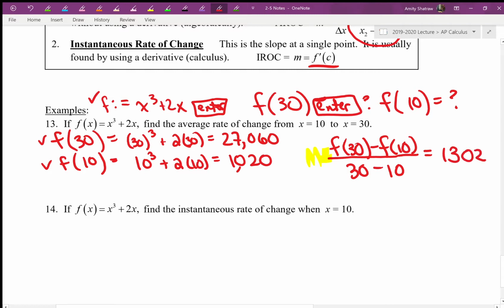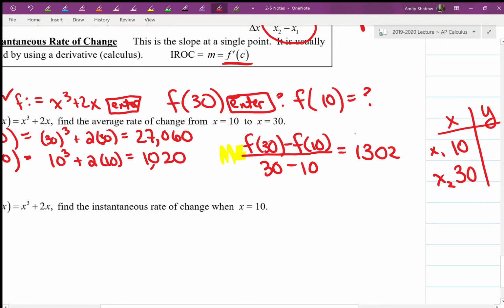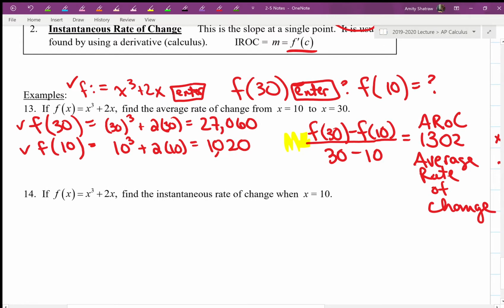Ta-da! Now, when you hit the enter button, it will tell you that the answer is 1302. And I'm going to say for you right now that I've seen teachers call this AROC, average rate of change. And it's kind of cute, but I really like it when I write the whole answer out. Average rate of change, because I know you're going to forget. You're going to forget what an average rate of change is if you don't actually write those words out so you remember it every time, okay? But you do you. I'm just saying what I do.